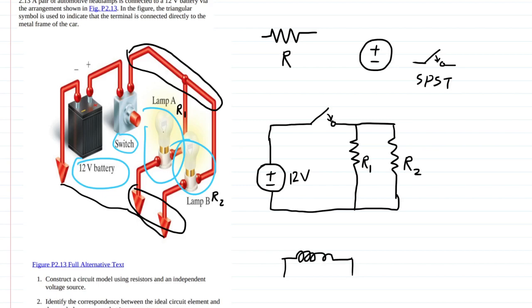So that little loop of wire glows because it has enough resistance. But it doesn't necessarily have a lot of resistance. The amount of current that flows through it is very high, so what little resistance there is is going to make it glow.